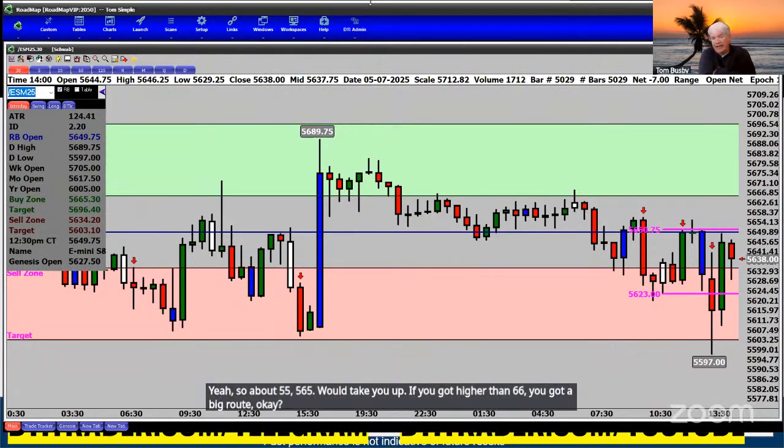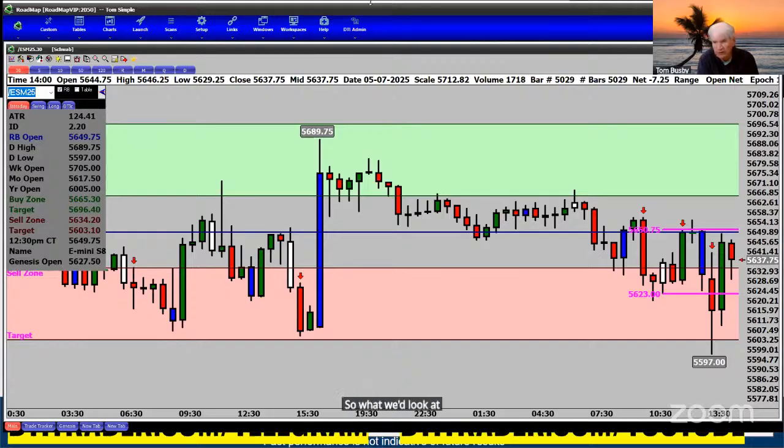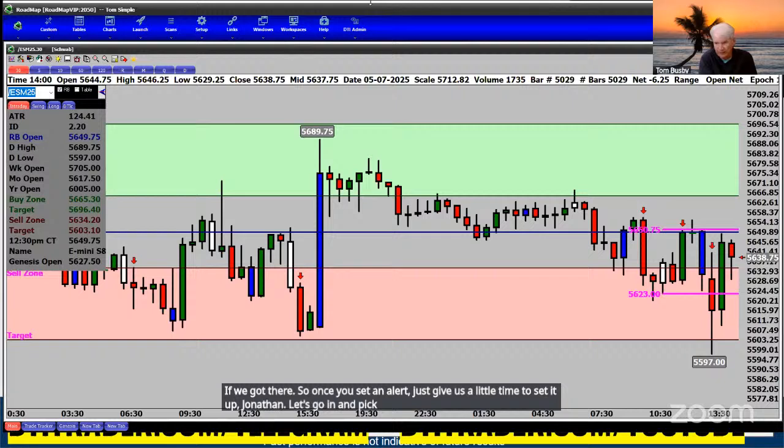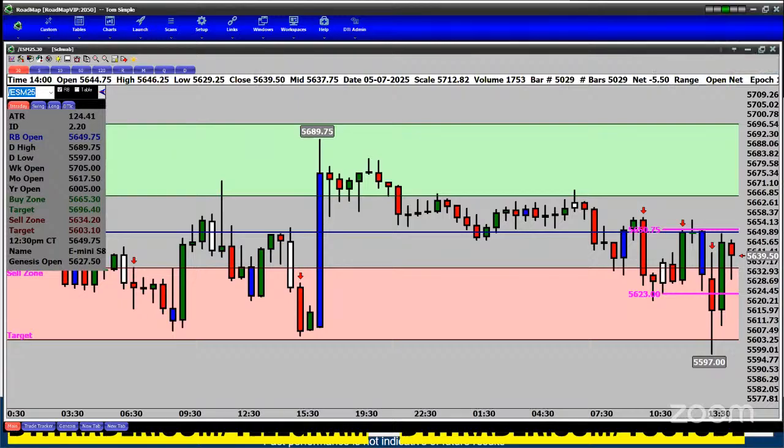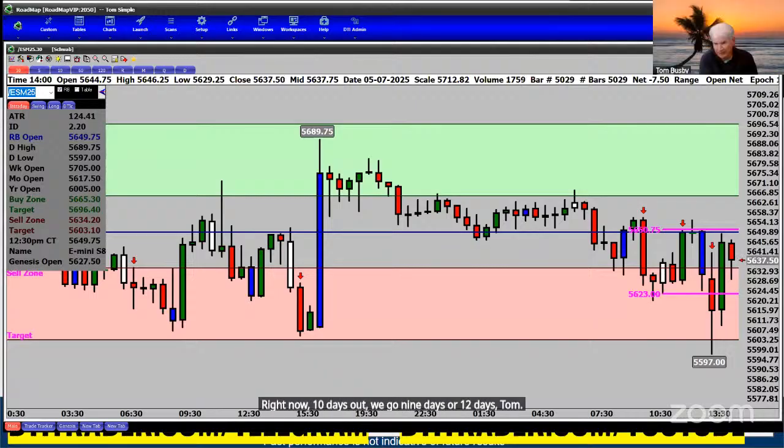So what we'd look at would probably be a SPY trade if we got there. So once you set an alert, just give us a little time to set it up, Jonathan. Let's go in and pick one out in case we do. Let's go out 10 days on the SPY and do a 3 wide spread. 10 days out. Right now, 10 days out. We go 9 days or 12 days, Tom. 9 days sound good.